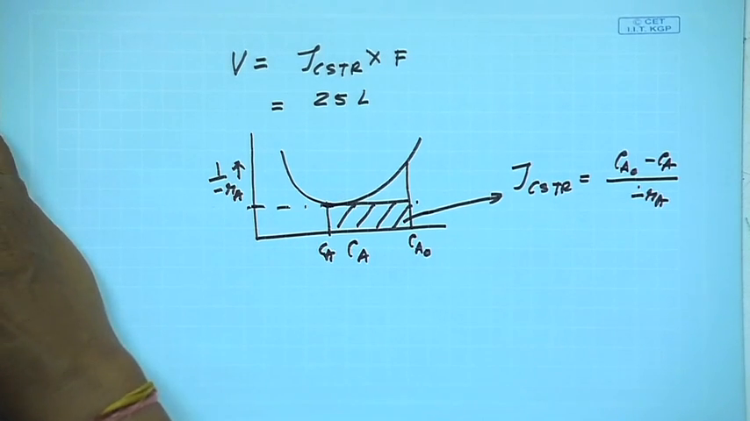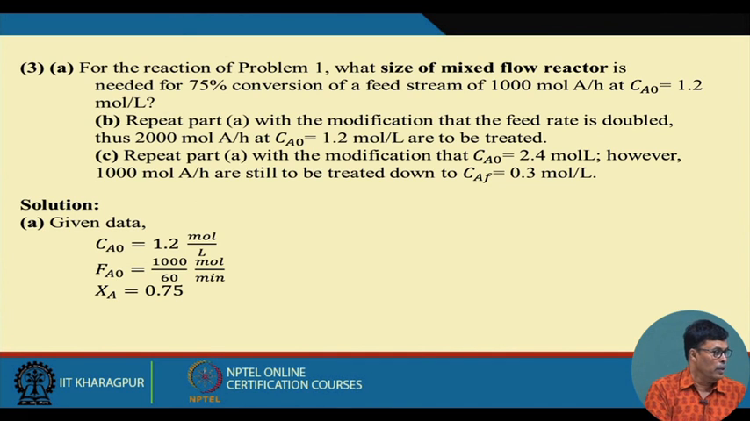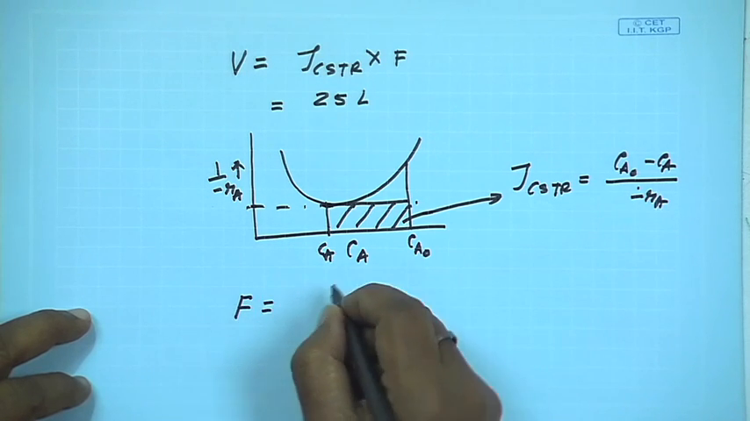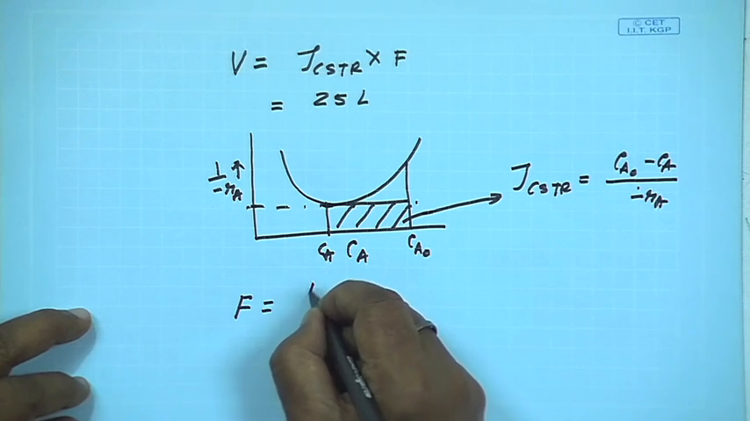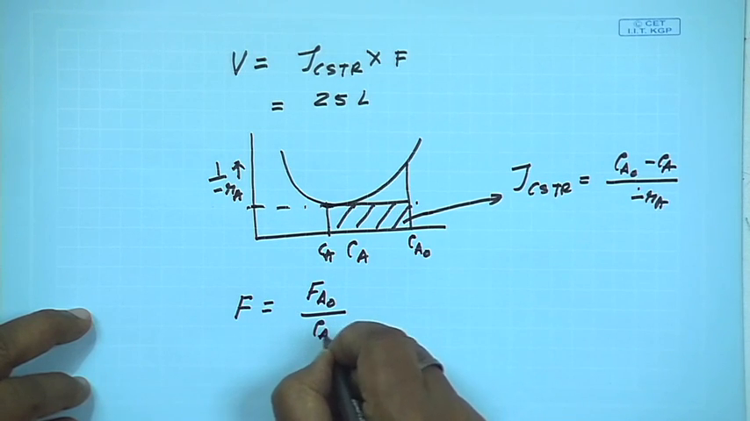If you want to, you can multiply this, you can also determine the value of this. Now, the next problem is to repeat part A with the modification that the feed rate is double. This is 200 moles of A per hour, CA is the same to be treated. Now, if the feed rate is double, what will happen? So, what is the flow rate? I calculated the flow rate as FA0 divided by CA0. Am I right?